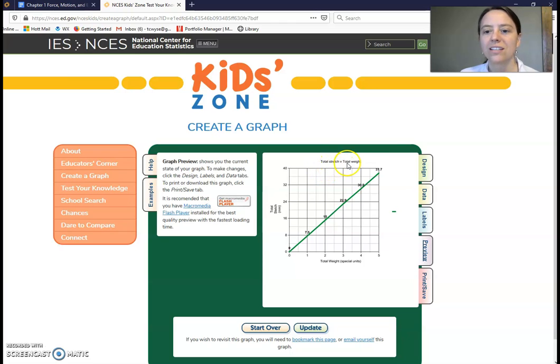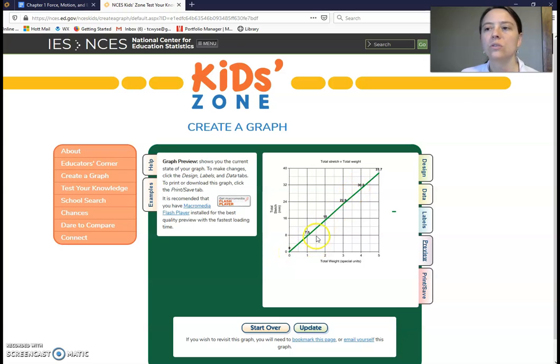And let's just go over. It has a title, total stretch versus total weight. And in the x direction, we have a label with units, total weight, going from 0 to 5. And then we have in the y direction, total stretch in millimeters, going from 0 to 40. And each box has a division, has a value of 4. And we've got our nice line there, with our proportionality constant if we figured out the slope of the line.